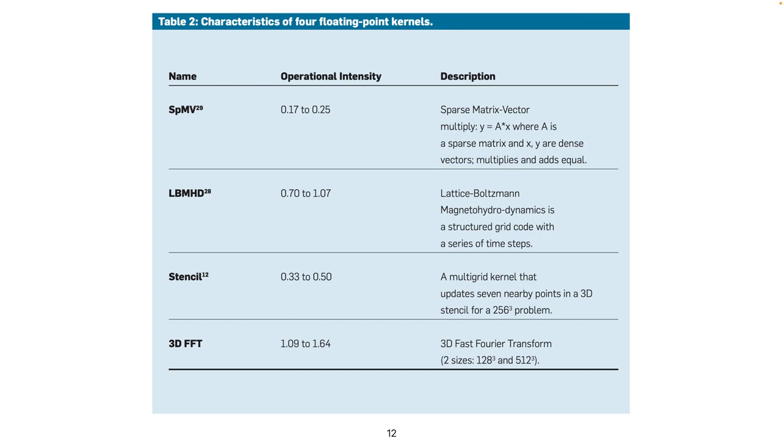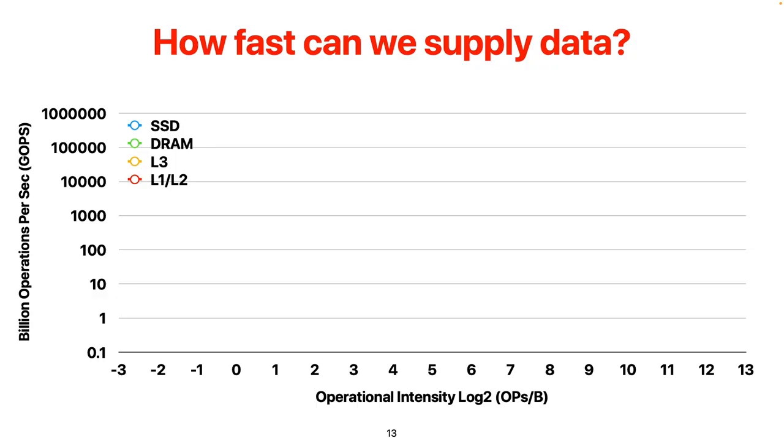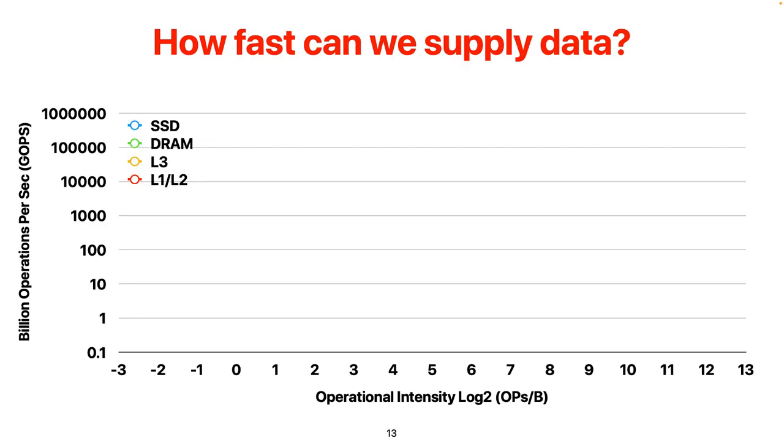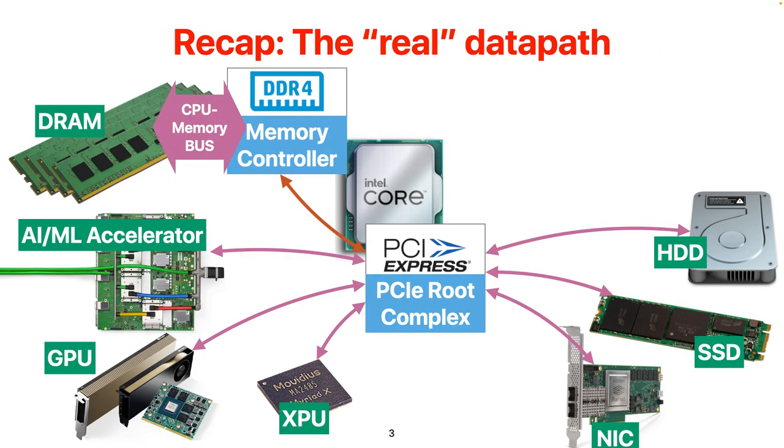Now, the second thing that we want to talk about is how fast can we supply the data? It's pretty much like how fast the arrival rate of your customer, right? So do you have any idea how fast is our memory subsystem? Go back to this one. Do you have an idea how fast is your DRAM? How fast is your solid state drive?